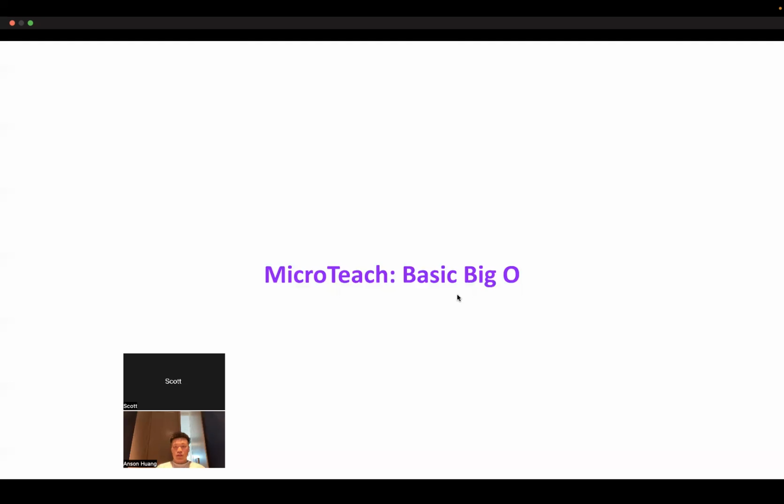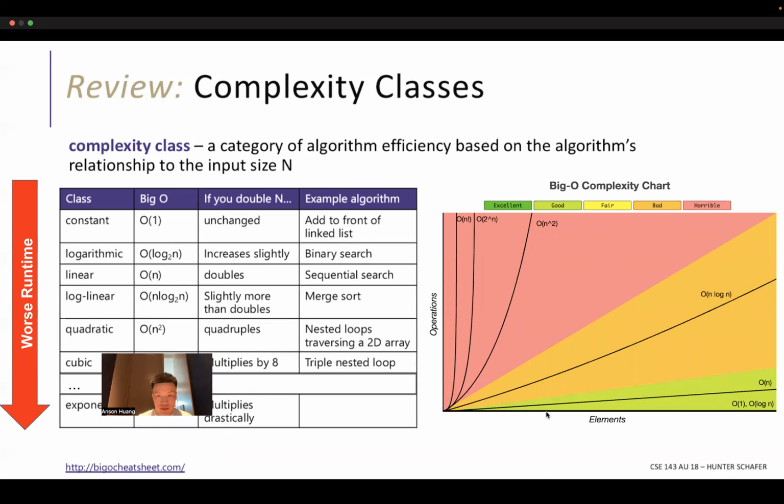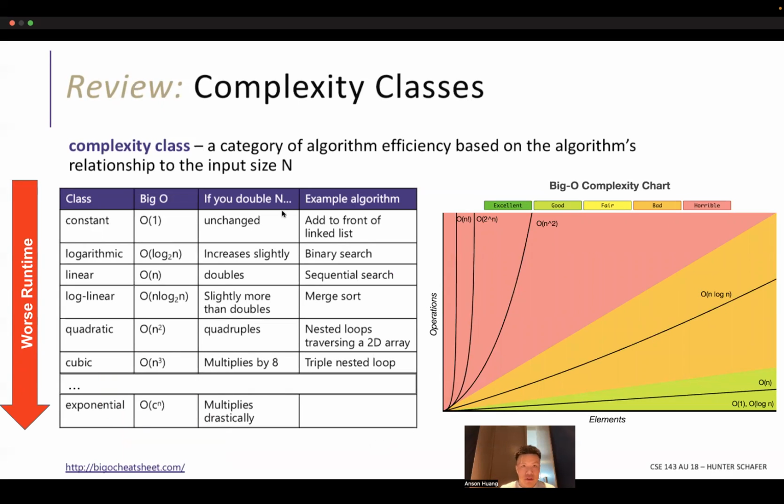Cool. So let's start off with a micro teach about basic big O. Kind of reviewing what I talked about earlier, these are the main different complexity classes. We have constant complexity, logarithmic, linear, log linear, quadratic, cubic, some extra ones that we don't really cover, and then exponential. One thing that's missing is n factorial, but very, very rarely are you going to implement an n factorial algorithm.